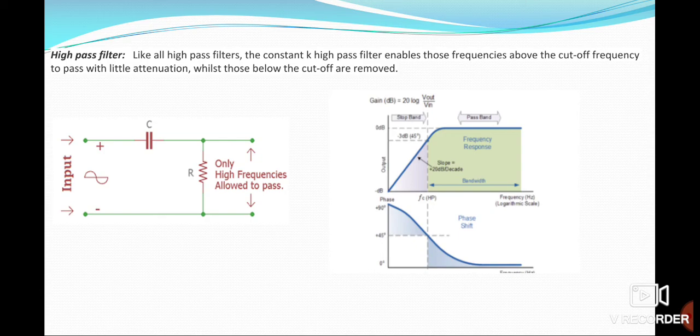If we look at the phase representation of the high pass filter, we will see that the phase is starting from plus 90 degrees and is ending at 0 degrees. That is, for high frequency signals the phase starts from plus 90 degrees and moves slowly towards plus 45 degrees and then finally towards 0 degrees. So this is basically the graph representation of a high pass filter.